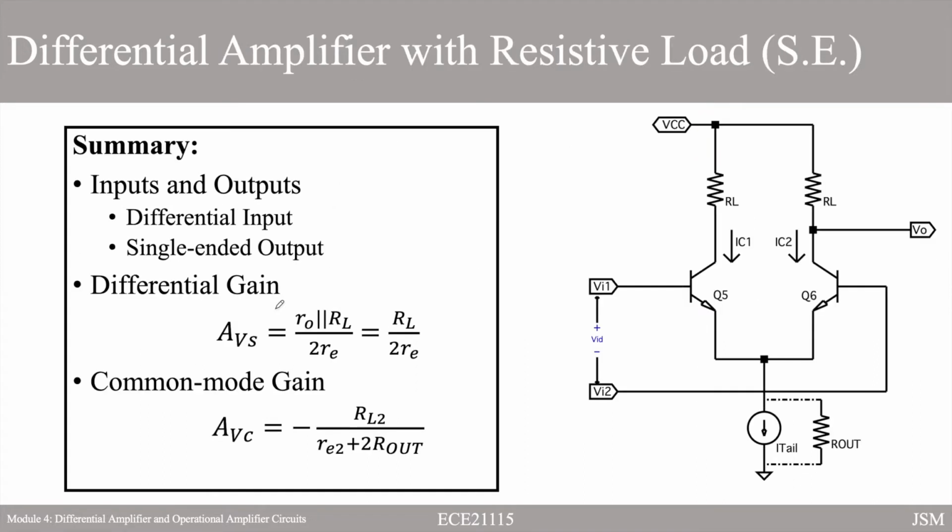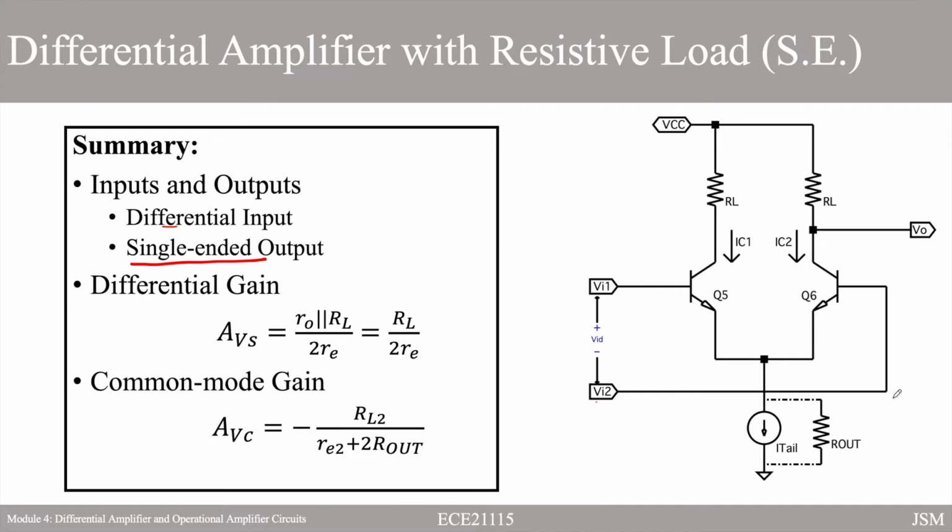So therefore, kapag kinuhanan lang natin ng output yung isang node with respect to ground, nagiging single-ended siya. Kaya anong nangyari, our input is still differential. Ina-amplify niya pa rin yung differential input natin na VI1 minus VI2. And our output will be now single-ended, dahil with respect to ground na ang ating measurement.